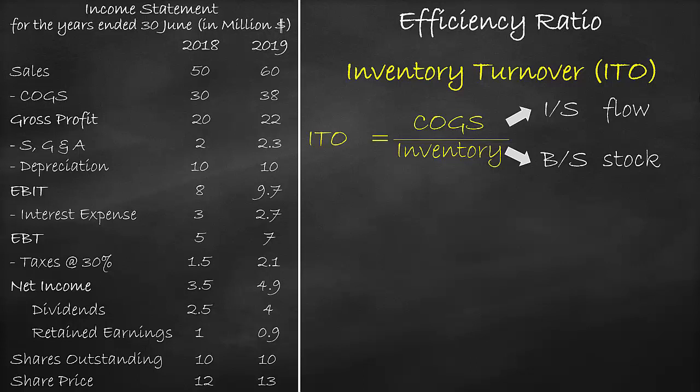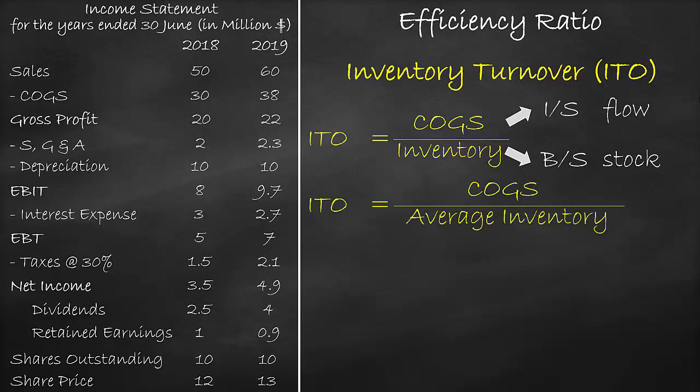In summary, anytime you find a financial ratio that includes an item from the income statement and an item from the balance sheet, you will use the income item and get the average of the two balance sheet items. So, we can rewrite the inventory turnover as cost of goods sold divided by the average inventory.